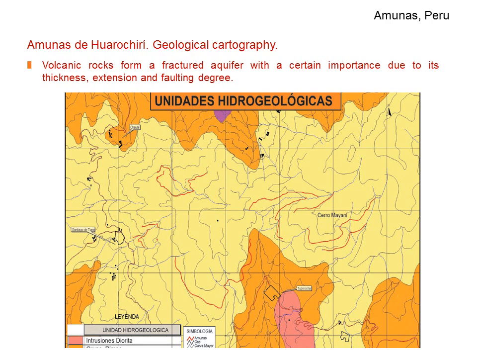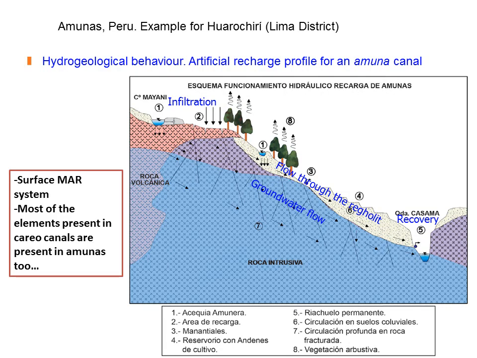Some of the most important Peruvian examples are the amunas of Huarochirí, dug on volcanic rocks, forming a fractured aquifer with a certain importance due to its thickness, extension, and faulting degree. The hydrogeological behavior is represented in this scheme. From the filtration area, water flows either across the regolith or across the faults in the volcanic rocks, and water is recovered downwards from 6 to 7 months later in general.